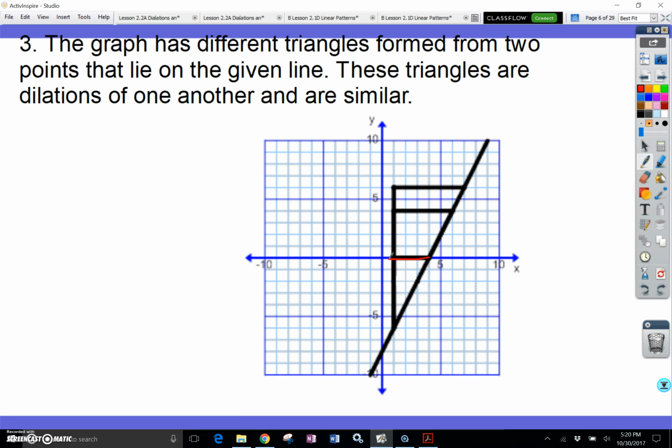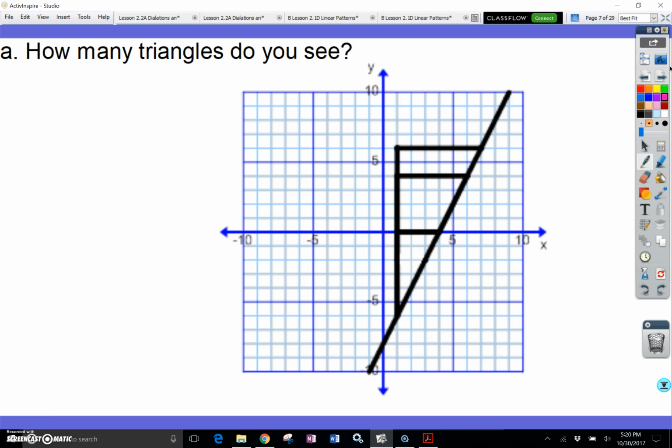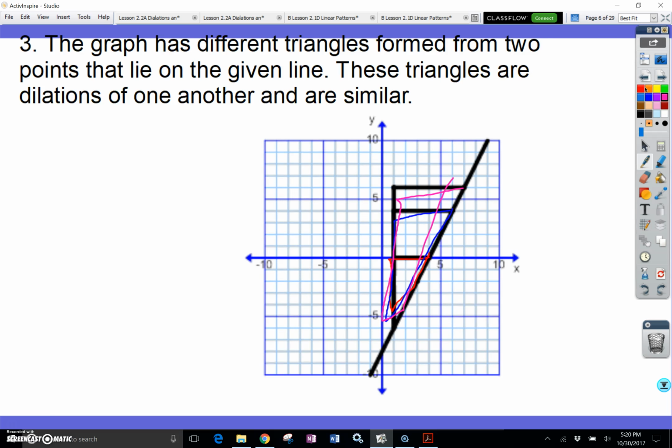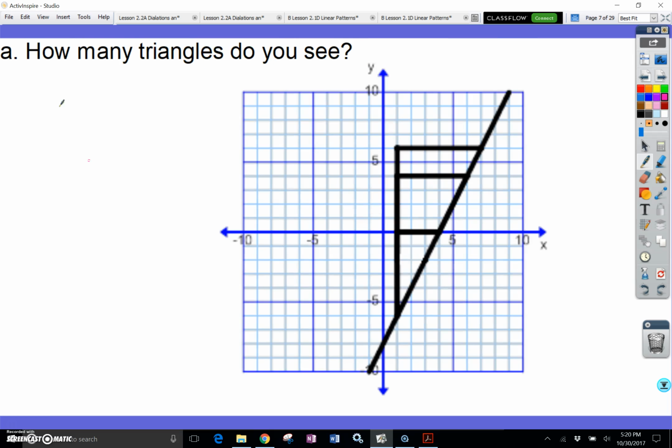So we have 3 triangles. We have this one, we have this one, and we have the bigger one. Excuse me, we have 3. So how many triangles do we see? I see 3 of them, which I poorly highlighted here. The small one, the medium one, and the big one. So 3 triangles.